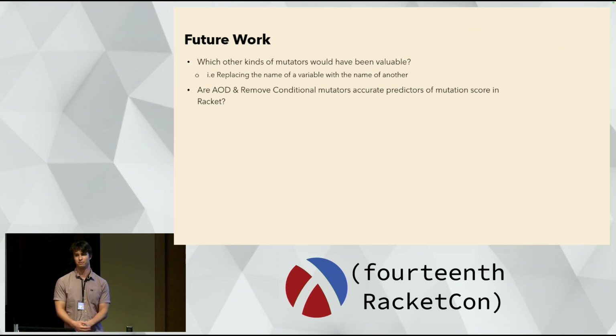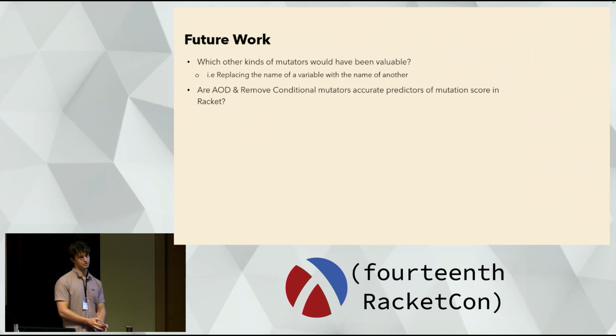But we don't really have that information in Racket. So if you could copy over all of the PIT mutators into Racket, then you could do that experiment of saying, are these mutators enough for Racket? Or are there other mutators which lend themselves more to a functional programming language?